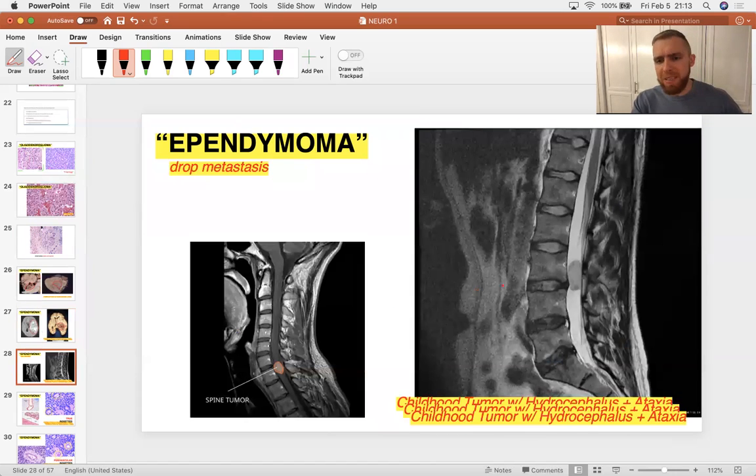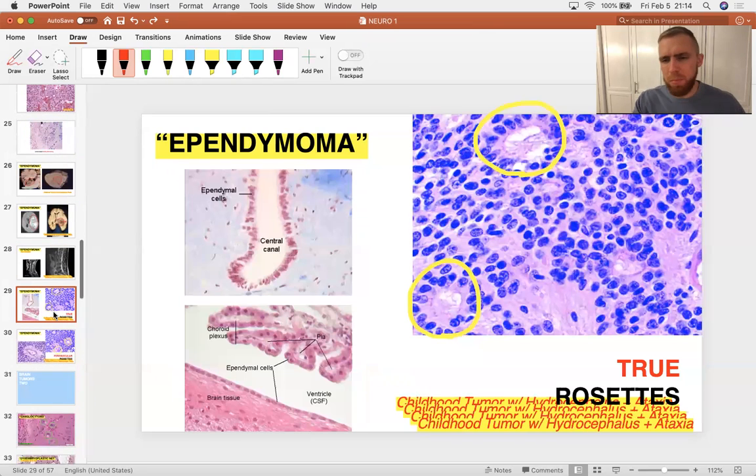Here's a drop metastasis. That's a very obvious metastasis there on the rightmost image. Sometimes it's not obvious, you've got to hunt for it, but just understand if they're showing you a spinal cord, that's the point they're trying to make.